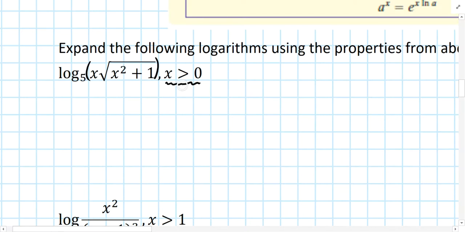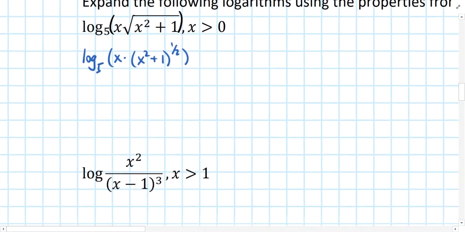This phrase here is just reminding us that x is positive. We wouldn't necessarily execute this logarithm if x were negative. So the first thing that I'm going to point out here is that this radical, this square root that's capturing x squared plus 1, can be written as a power, and that's going to be helpful because we have a power rule inside of our list of rules above. So I'm going to rewrite this as x times x squared plus 1 to the 1/2 power. That's a property of exponents that we've learned about in the past. The radical can be rewritten as a rational or fractional exponent.